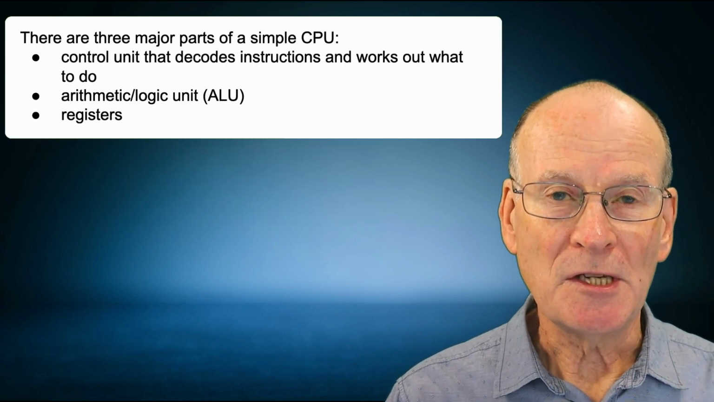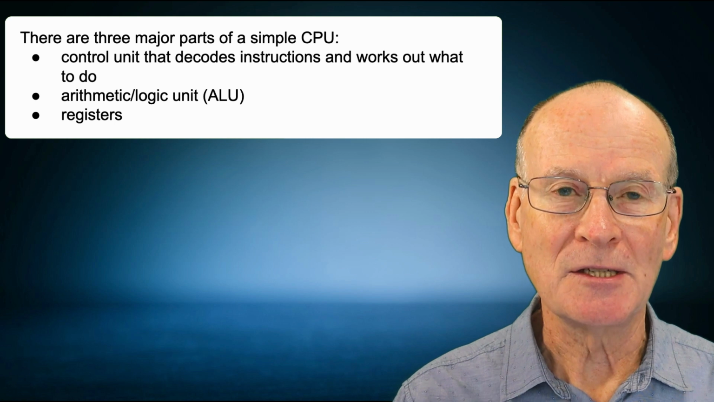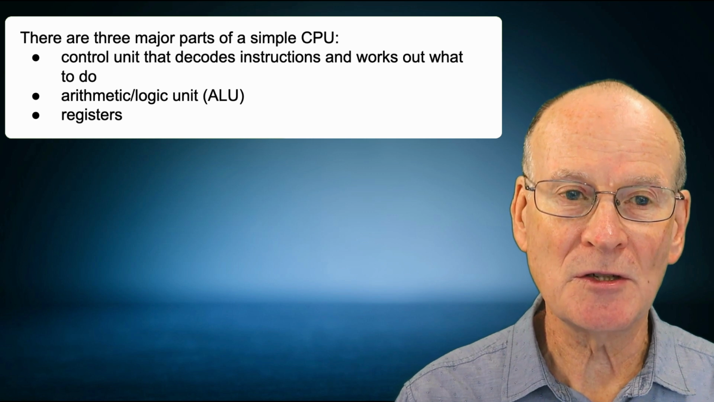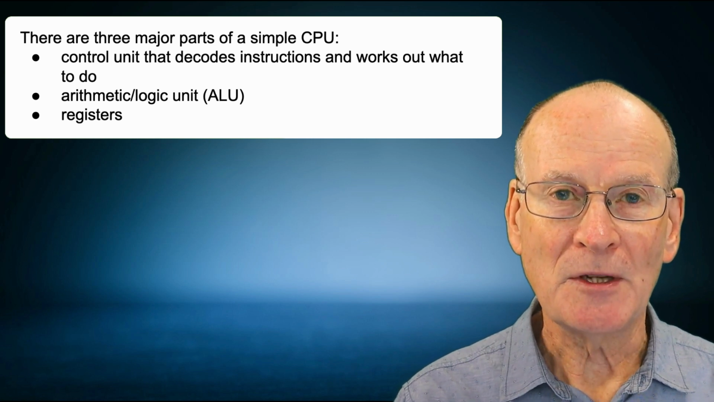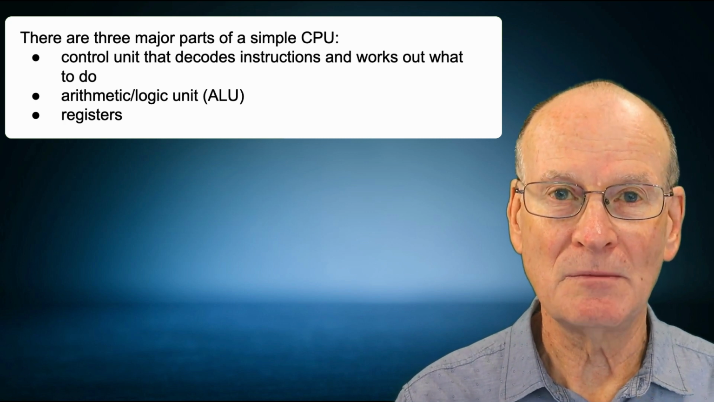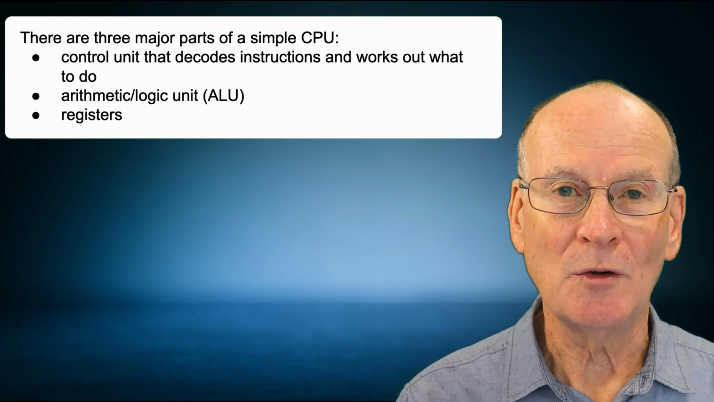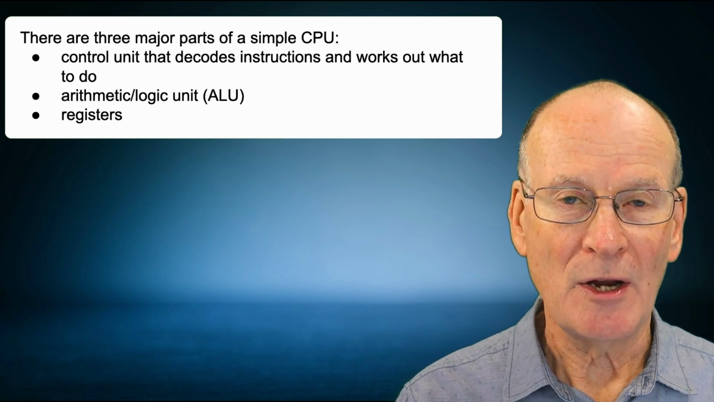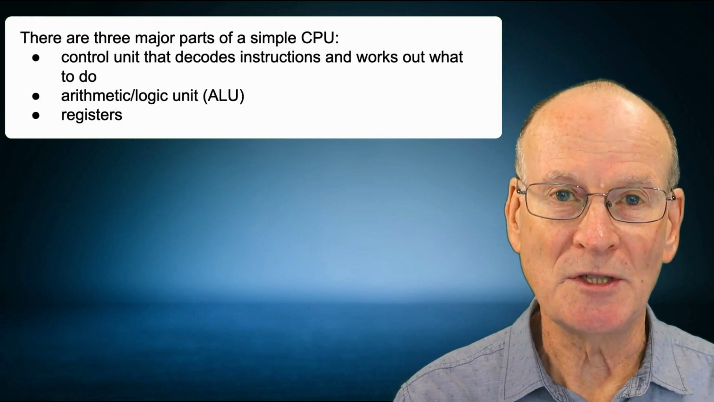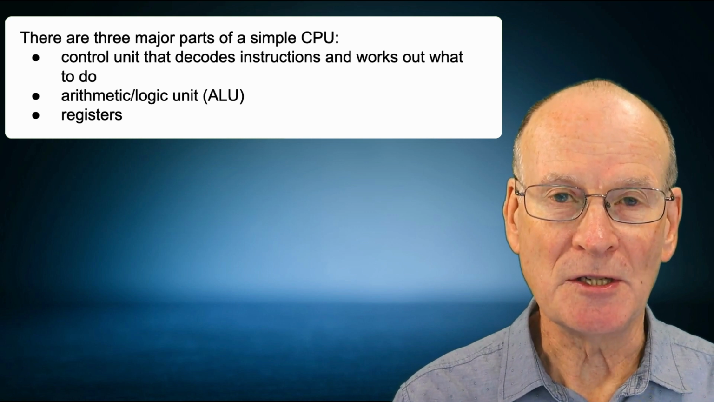Now, if we look inside the CPU to see what it consists of, there are basically three major parts. There is the control unit, which is digital logic that decodes the instructions and works out what to do. There's something called the arithmetic and logic unit, which does arithmetic operations like addition, subtraction, multiplication, divide, and so on. But it also does logical operations like and or. And it will carry out these on any of the data that's presented to it by the instruction that the CPU is executing. And lastly, a very important part of the CPU are registers.